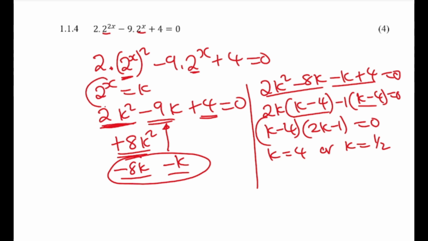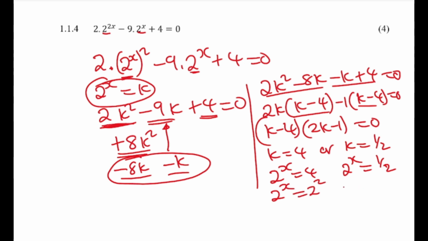But remember, our k is 2 to the power x. So you can say 2 to the power x is equal to 4 or 2 to the power x is equal to 1 over 2. Then this is like 2 to the power x is equal to 2 squared. Then 2 to the power x is equal to 2 to the power negative 1.